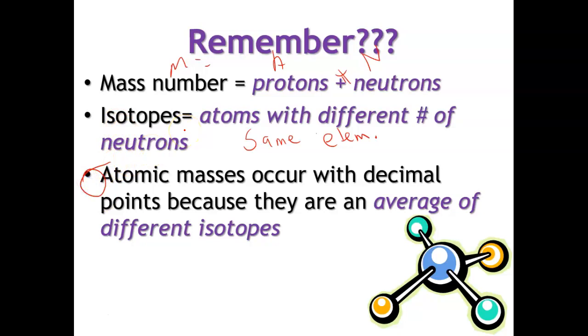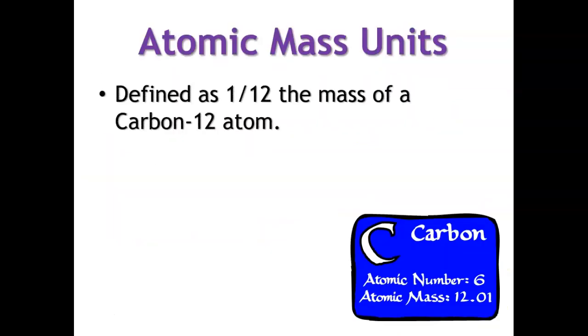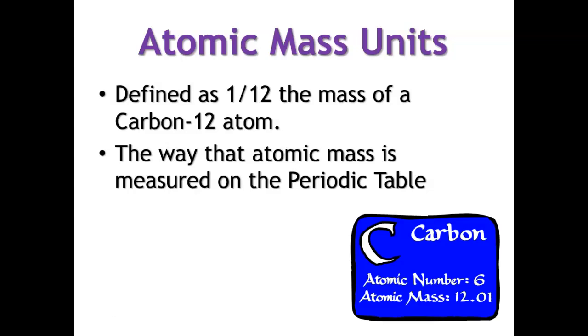Atomic masses occur with decimal points because they are an average of different isotopes. My pen is not working real well, sorry about that, guys. So how did we get to the average of the atomic mass units? It's defined as 1/12 of the mass of a carbon atom. Carbon is used to date everything in the world, basically. It's our main element. Everything's based off of carbon-12. Atomic mass is measured on the periodic table and abbreviated AMU, atomic mass units.